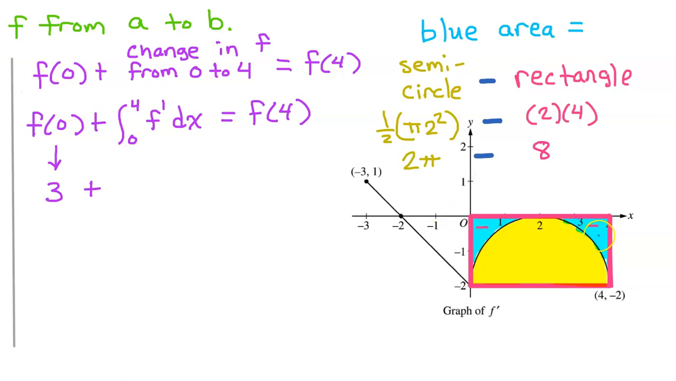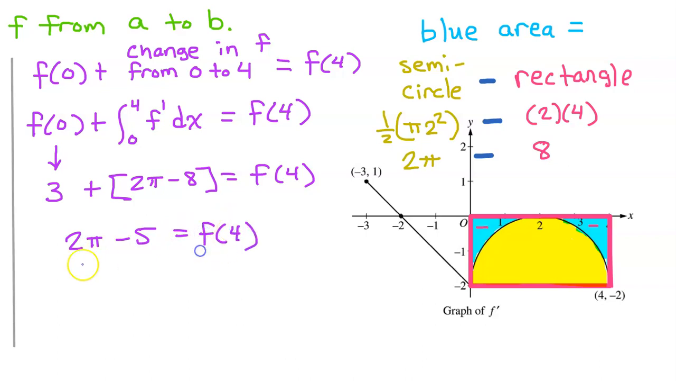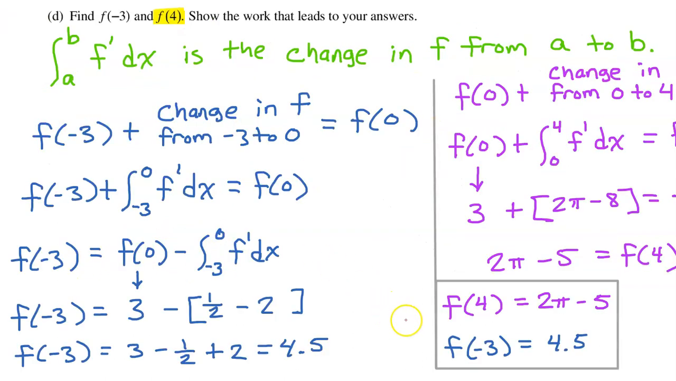So this blue area, which represents the integral of f prime from 0 to 4, is 2 pi minus 8. So we have 3 plus 2 pi minus 8 is equal to f of 4. And f of 4 is what we're trying to find. So let's simplify this. We have 3 minus 8, so that gives us 2 pi minus 5. And that's the answer. Just to summarize, f of 4 is equal to 2 pi minus 5, and f of negative 3 equals 4.5.